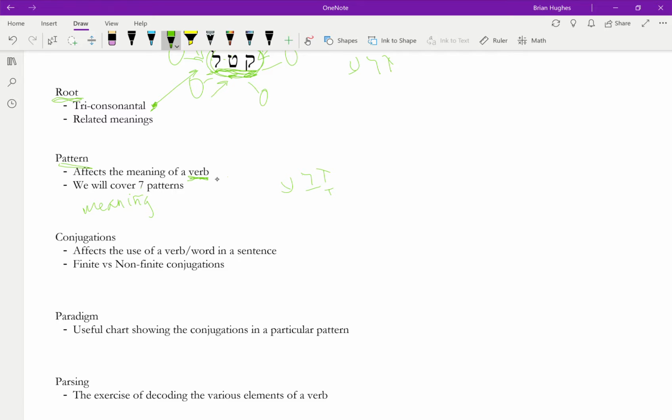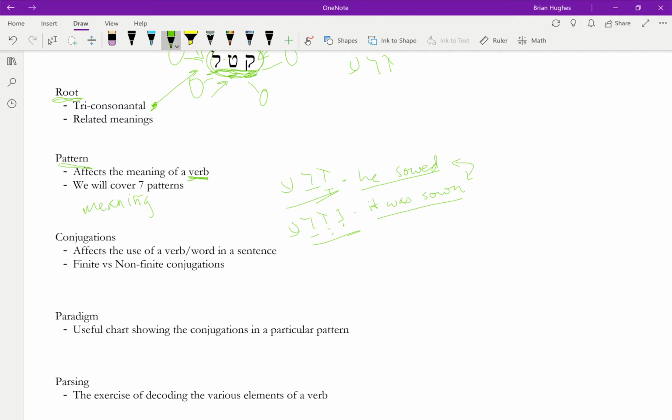So you've got Zara, the Qal pattern, and it's just a basic active: he sowed seed. So just a basic active idea, that's one meaning, whereas you put it in another pattern which adds this Nun to the front and changes the vowel pointing to get Nizra, then you get it was sown. So it turns it into a passive. This is a difference in meaning between he sowed and it was sown. That means this word has a completely different meaning, different idea.